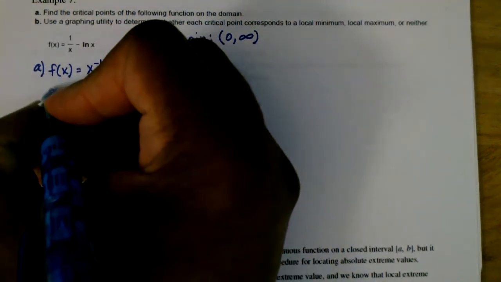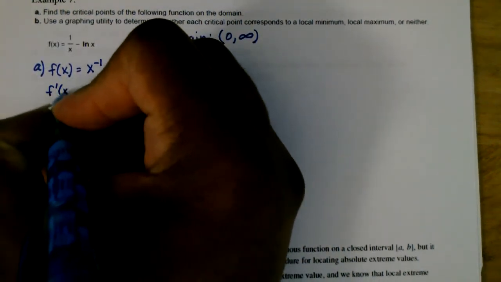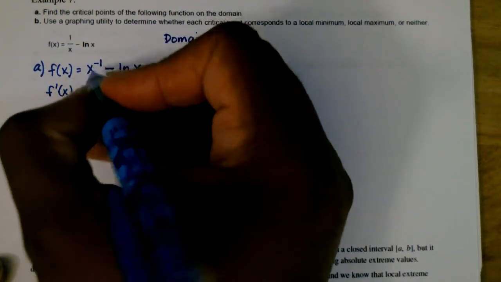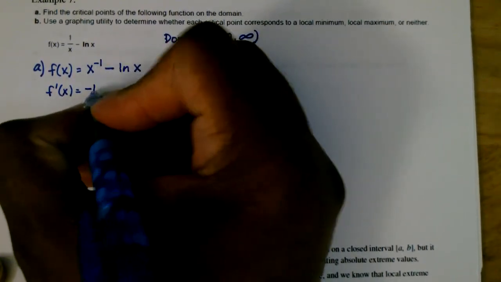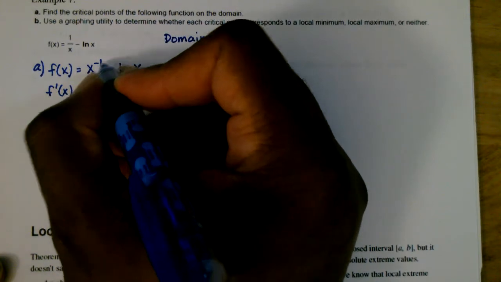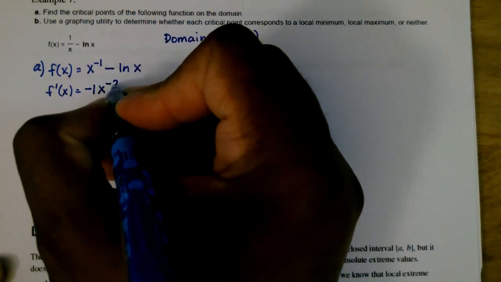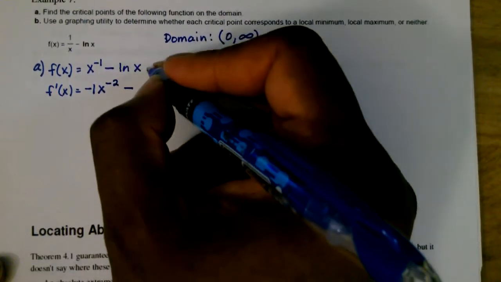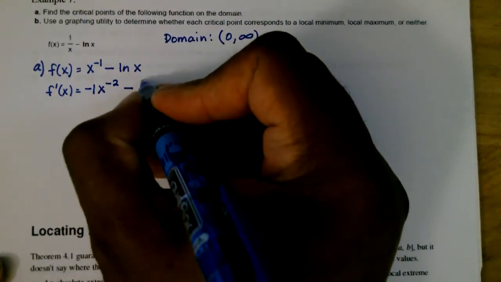Now let's take the derivative here. F prime of x will be this. For the derivative of x to the -1, I have to bring the exponent down. That's the -1. Copy over the x to the 1 less power. So -1 minus 1 will be -2. And then minus the derivative of the natural log of x, which will always be 1/x.